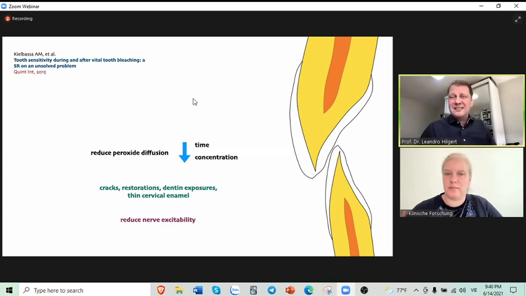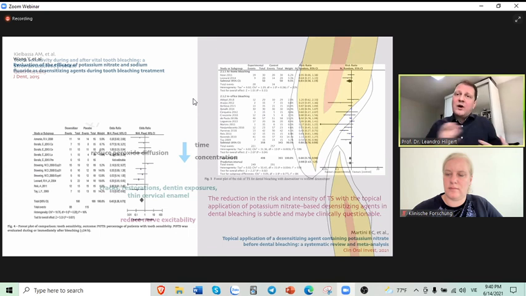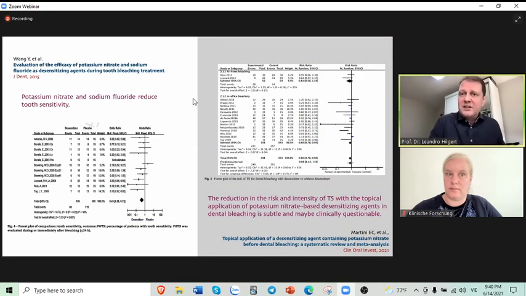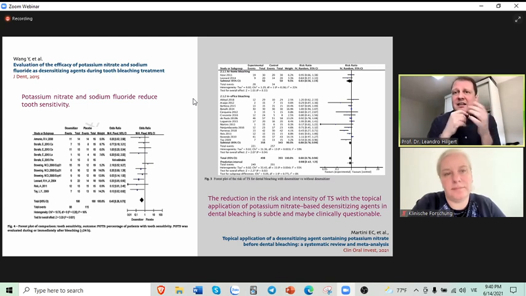Can I use desensitizers? Yes, there are some researches that suggest that we can reduce nerve excitability, especially using desensitizers prior to the tooth bleaching procedure based on potassium nitrate and sodium fluoride. But I need to say that the evidence of the efficacy of such a procedure is debatable, clinically debatable. You can see here a very recent systematic review on that, published just 2 weeks ago.